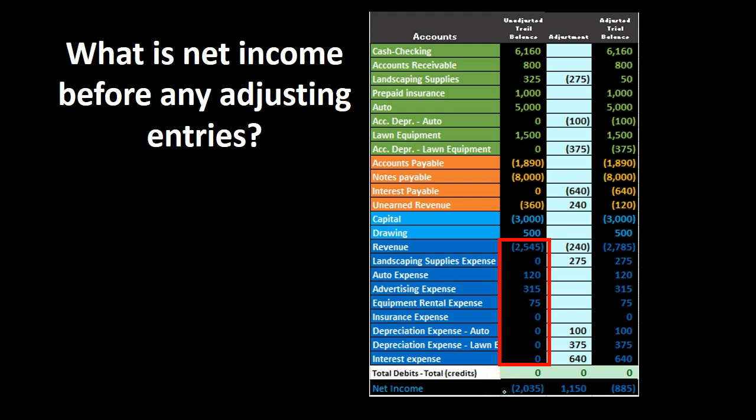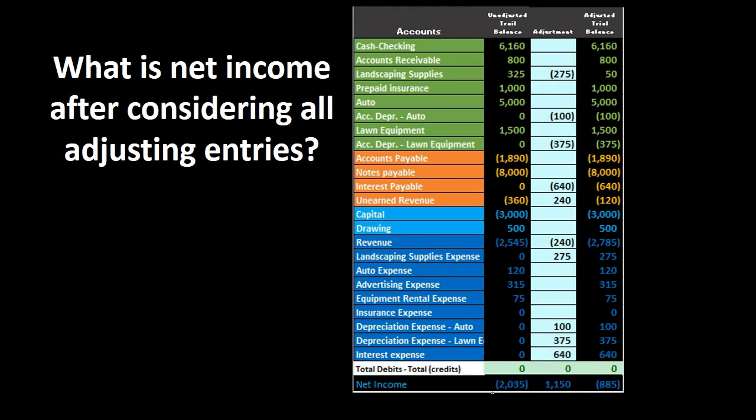We do have to note, however, if we're using negative numbers for credits, that this doesn't mean that we have a loss. It means that the credits are winning because we have a credit balance that is greater than the debit balances, leaving us with that 2035 net income in the unadjusted trial balance. We can also see that net income in the adjusted trial balance, of course, and we see it here.